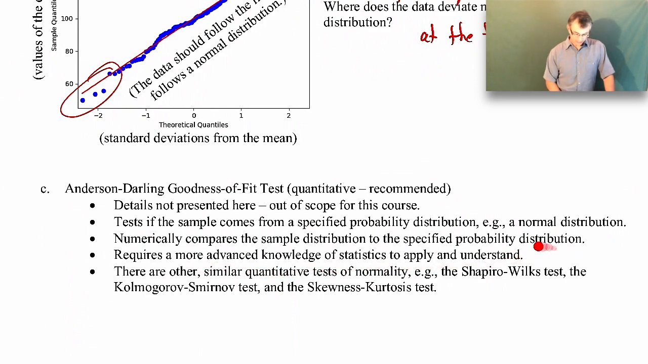Obviously, it requires a more advanced knowledge of statistics to apply and understand. It's not the only quantitative test you can use. There are others, like I list here: Shapiro-Wilk, the Kolmogorov-Smirnov test, and the skewness-kurtosis test. These are all just different techniques to check. None of them are perfect, but they certainly do a better job than the qualitative checks. They'll tell you with 95% certainty whether or not your data follows a normal distribution. They can also be used for other kinds of distributions, maybe log normal or exponential.